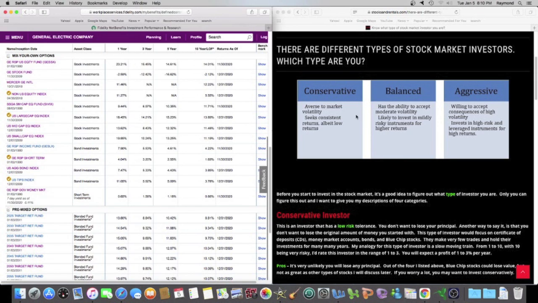So there you have it. You have the grouping of conservative, balanced, and aggressive. You have to know what type of investor you are, no matter where you're investing. So in the 401k, you need to know if you had a brokerage account or a brokerage retirement account. You have to know if you're conservative, balanced, or aggressive.